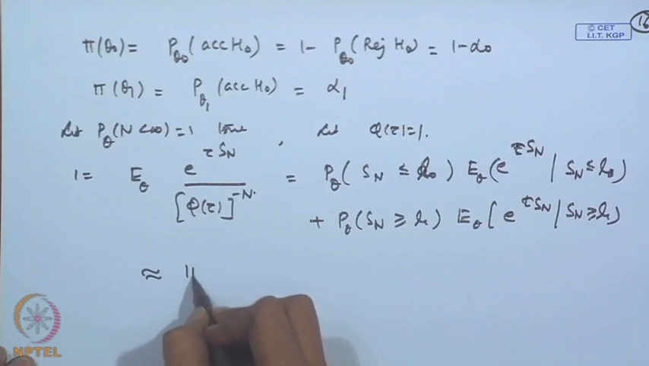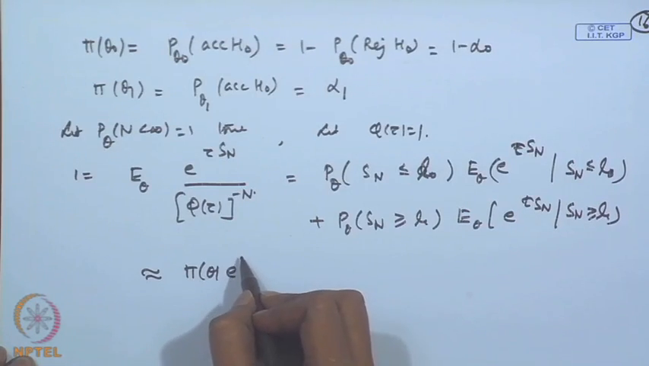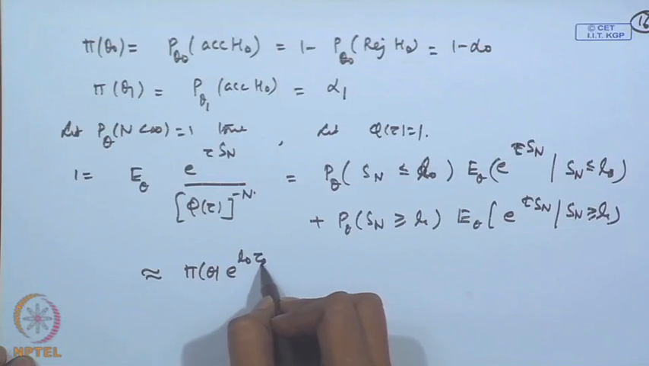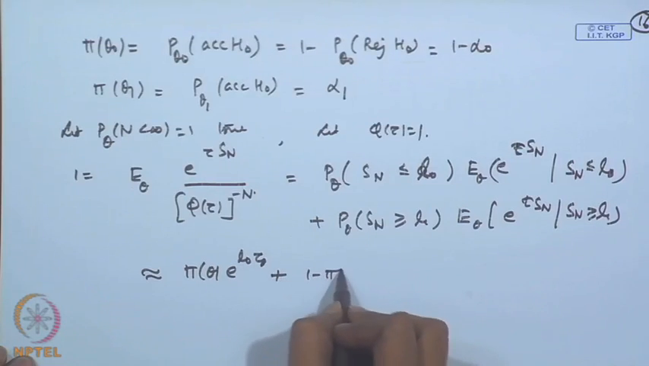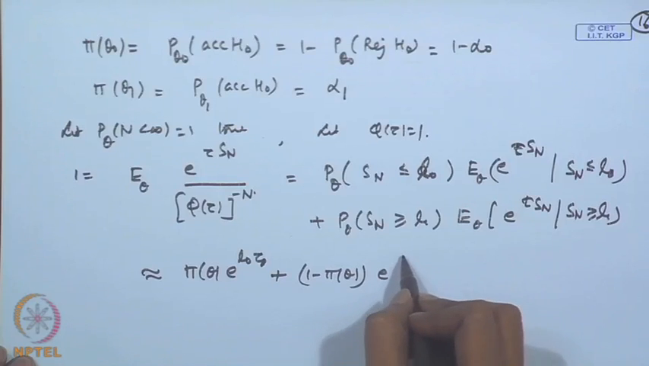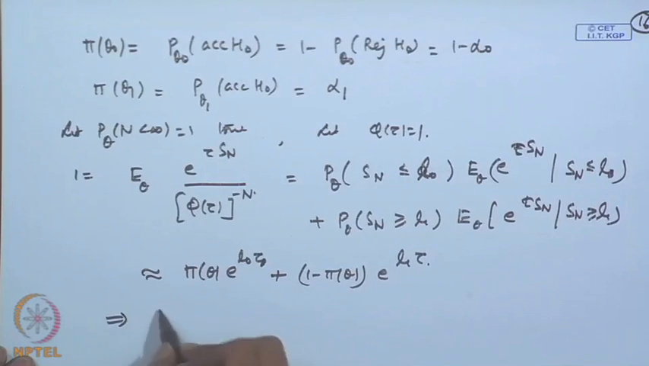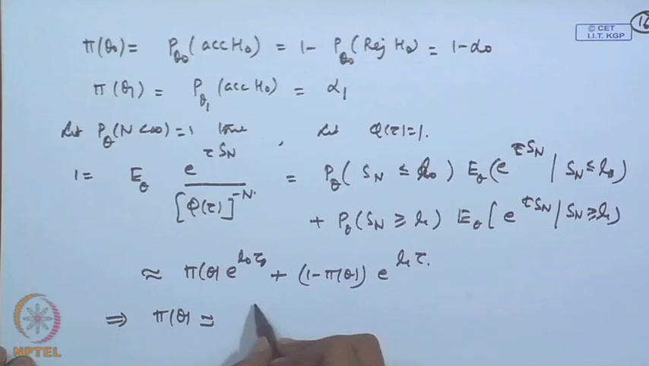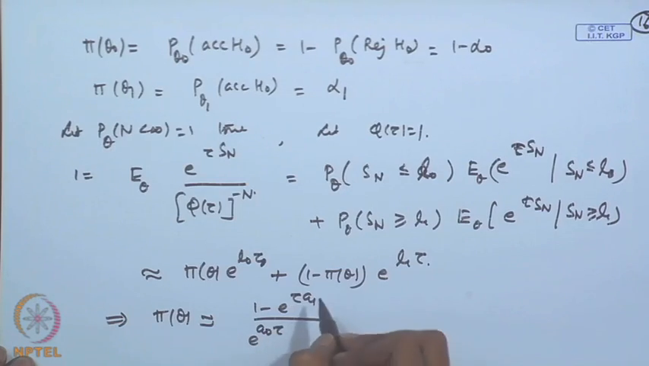This is approximately pi theta e to the power L naught tau plus 1 minus pi theta e to the power L 1 tau. This implies pi theta is approximately equal to 1 minus e to the power L 1 tau divided by e to the power L naught tau minus e to the power L 1 tau. So, one can find out the approximate OC function from the given expression.